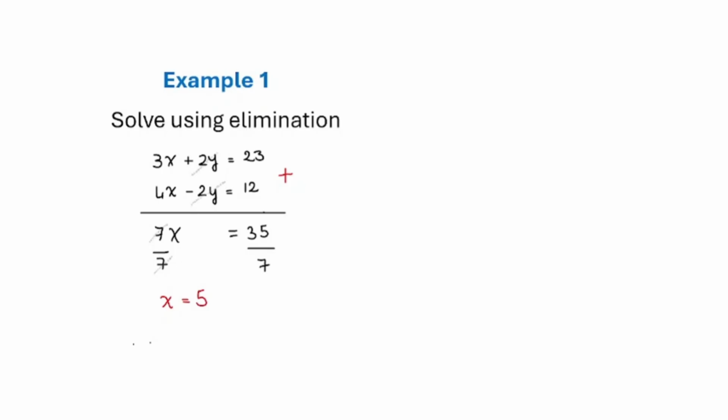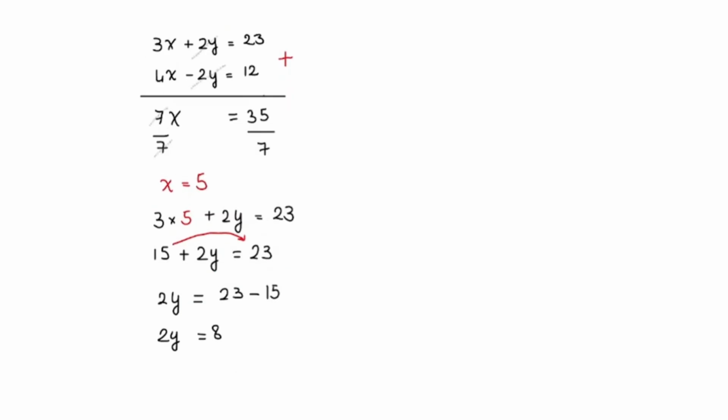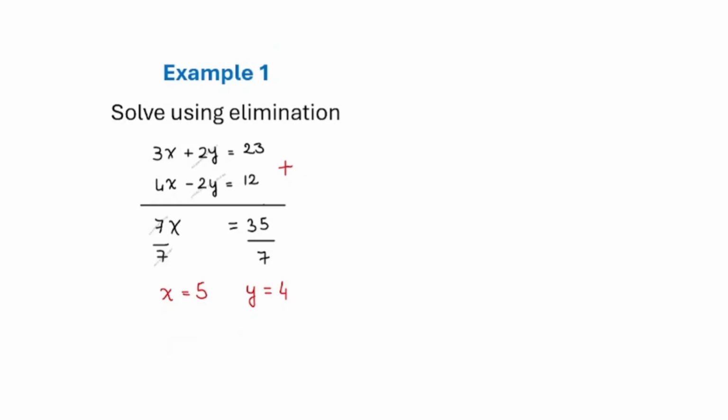To find y, we substitute x is equal to 5 into one of the original equations. We can use the first one, so we get 3 times 5 plus 2y is equal to 23. 3 times 5 is 15. So 15 plus 2y is equal to 23. Move 15 to the right-hand side. 2y is equal to 23 minus 15. So 2y is equal to 8. Divide both sides by 2. Y is equal to 4. So our solution is x is equal to 5, y is equal to 4.